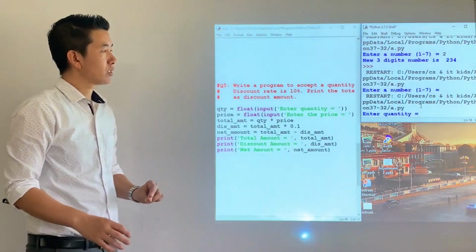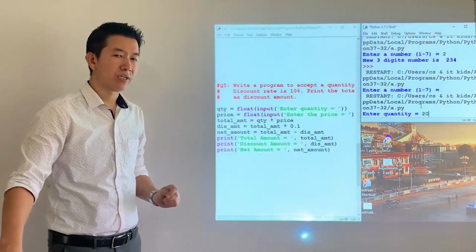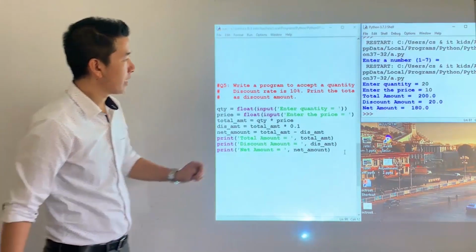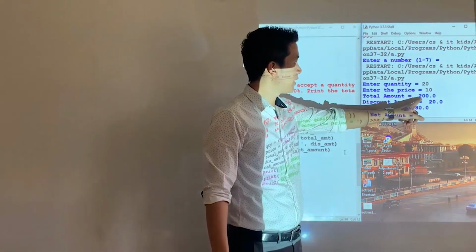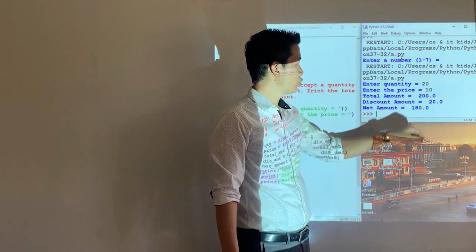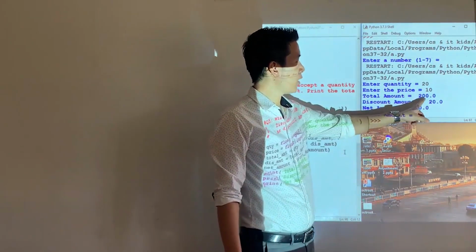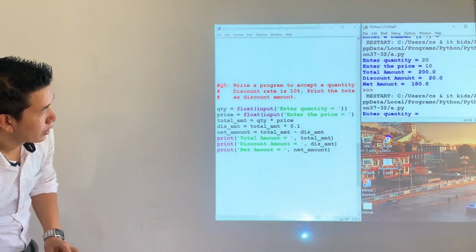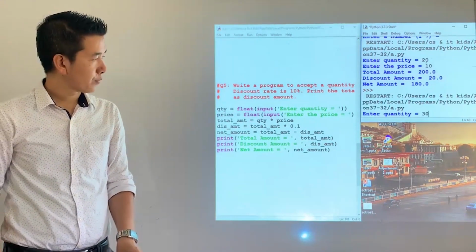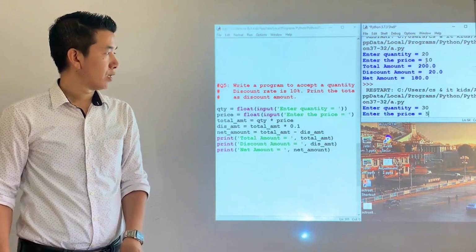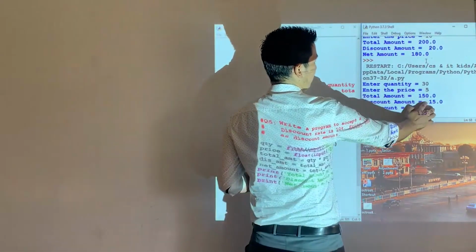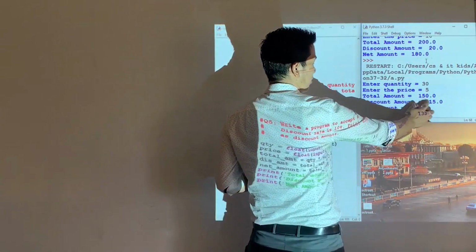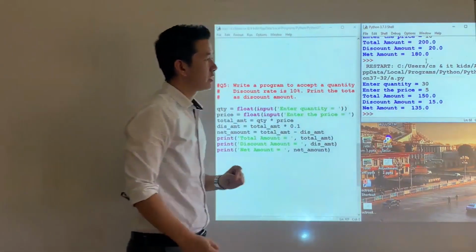Okay, now this time we got the quantity. The quantity was assumed to be 20. Remember, 20 books, and then the price is 10. And the output is total amount is 20 multiplied by 10 is 200. The 10% of 200 is 20. And then 200 minus the discount amount is 180. Now let's say we run the program again. Say 30 quantity, and then 5. So this will be 30 multiplied by 5 is 150. The 10% of 150 is 15. And then the net amount is total amount minus discount amount is 135, right?